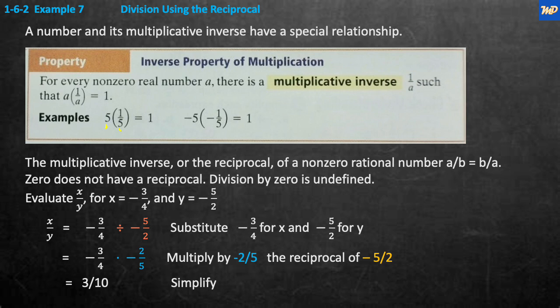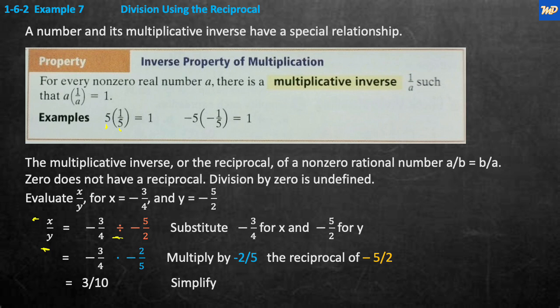So evaluate x divided by y for x equals negative 3/4 and y equals negative 5/2. So here's two fractions, negative 3/4 and negative 5/2, and they want you to evaluate x divided by y. So here's our x divided by y right here, okay? And I'm going to expand it out, change the format. So now it's negative 3/4 divided by negative 5/2. I'm substituting in for x and y, the negative 3/4 for the x and the negative 5/2 for the y.